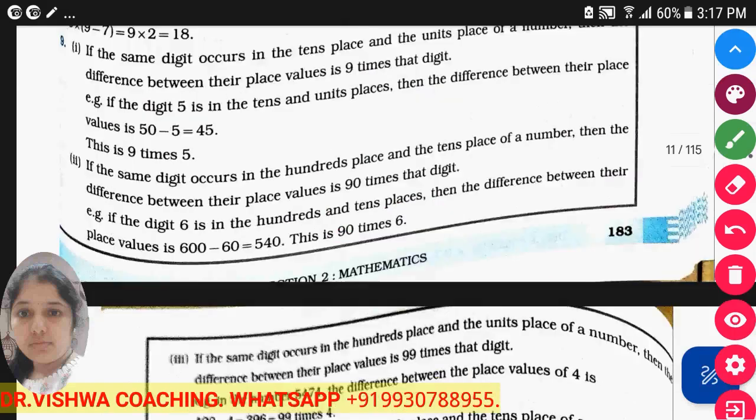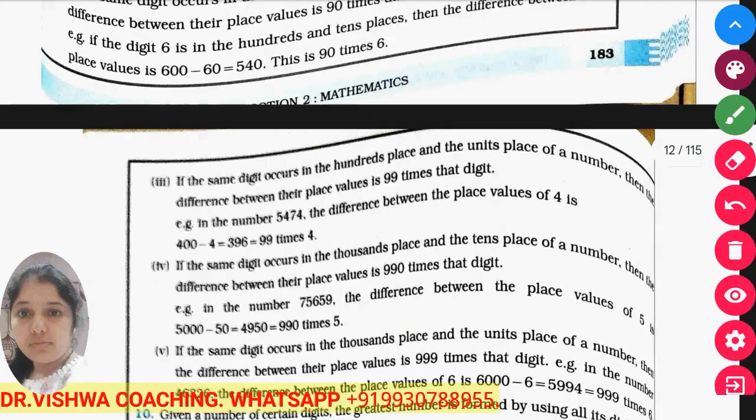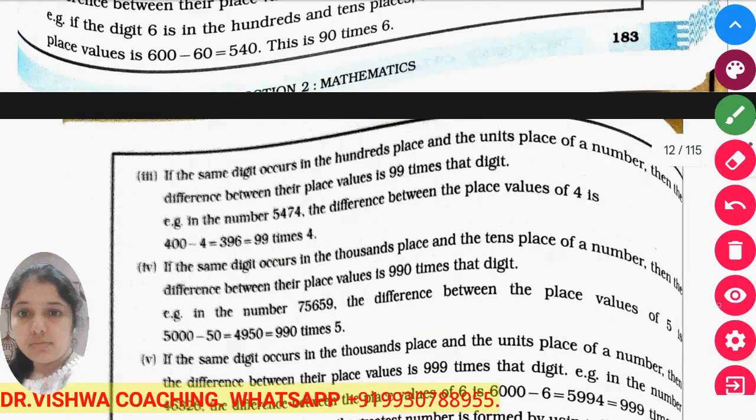Okay, now we'll move further. If the same digit is at 100 place and unit place, then the difference in the place value is 99 times the digit. And if the same digit is at 1000 place and tens place, then it is 990 times. Now see, we have seen so many things, don't get confused.